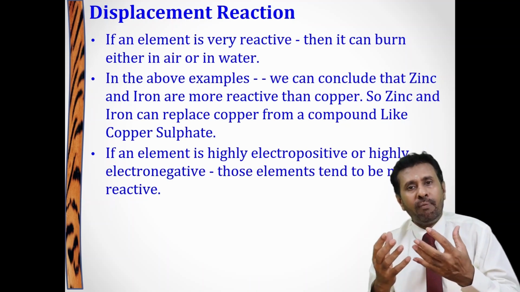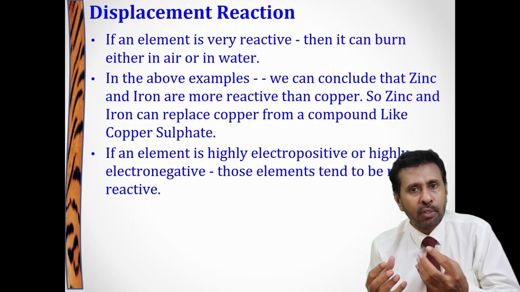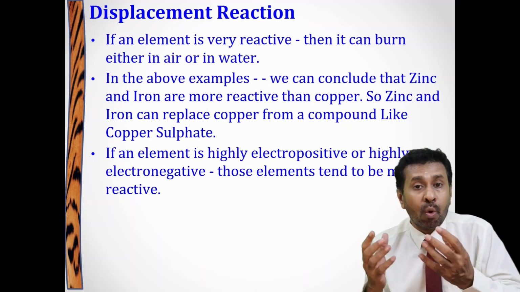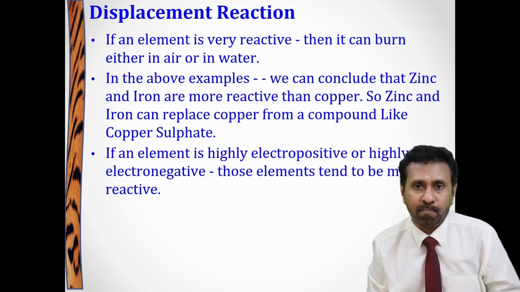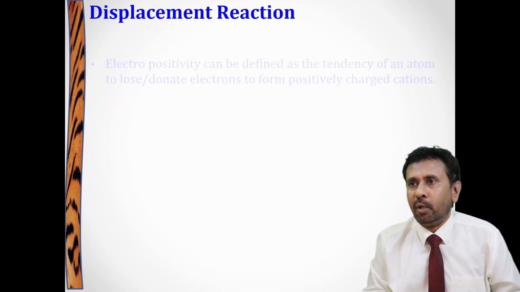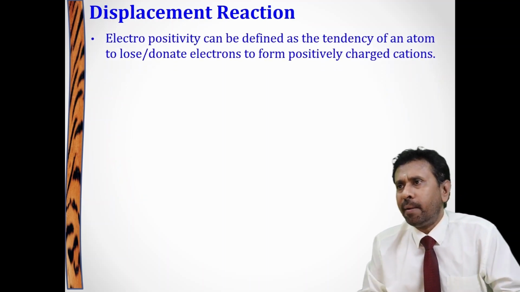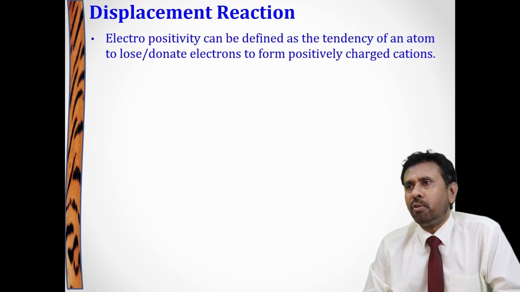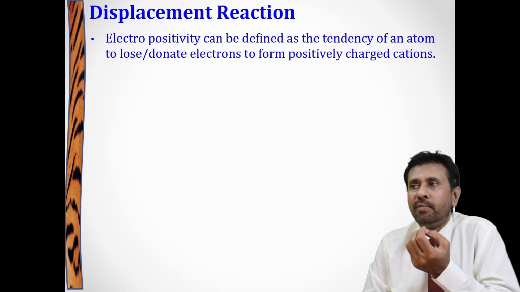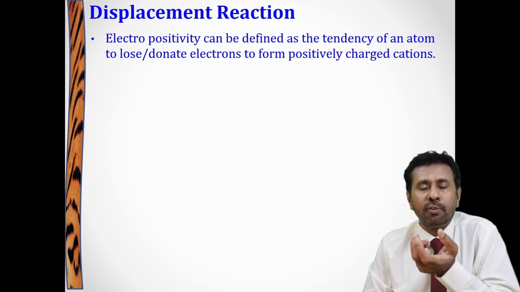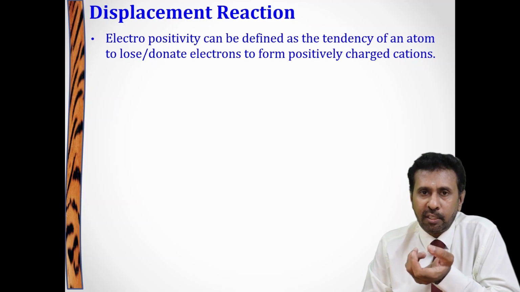When you find any element that is high in electropositivity or high in electronegativity, those elements are highly reactive. Electropositivity can be defined as the tendency of an atom to lose or donate electrons to form positively charged cations. Cations are positively charged, anions are negatively charged.